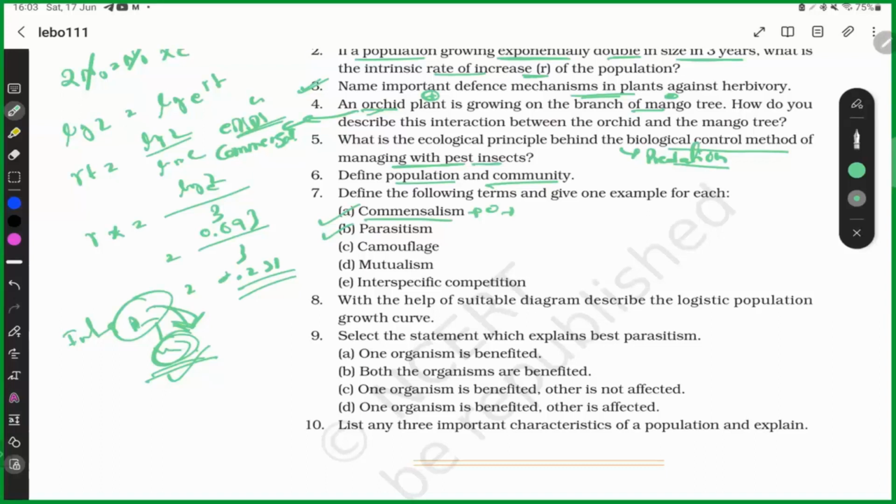Camouflage is a defense mechanism taken up by the prey to escape from the predator. Example: the monarch butterfly, tasteless monarch butterfly and some other butterfly. Mutualism is positive, positive. Both the species benefit from each other, which means A benefits B and B benefits A. Examples: fig tree and wasp, orchid and bee.